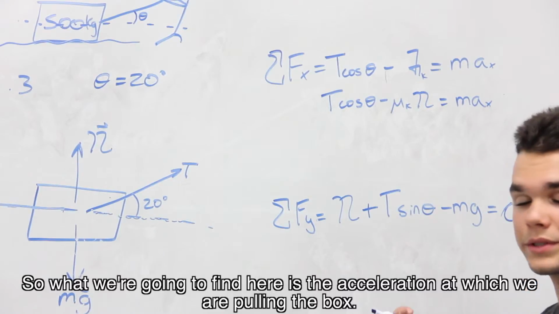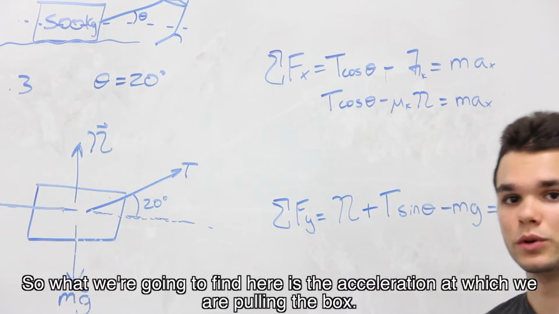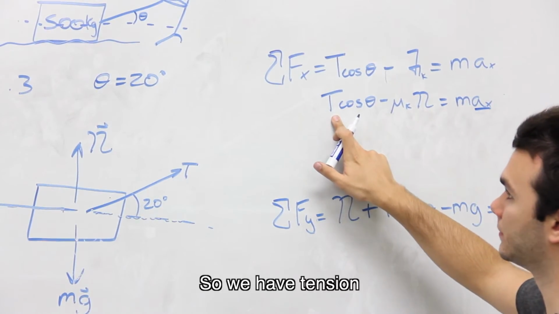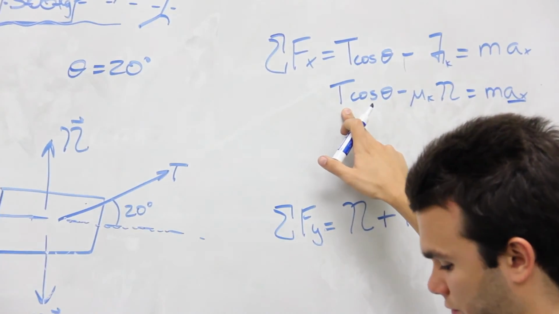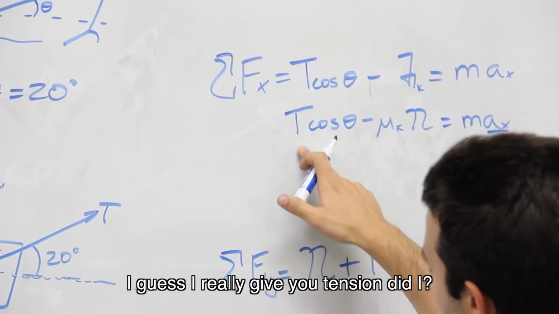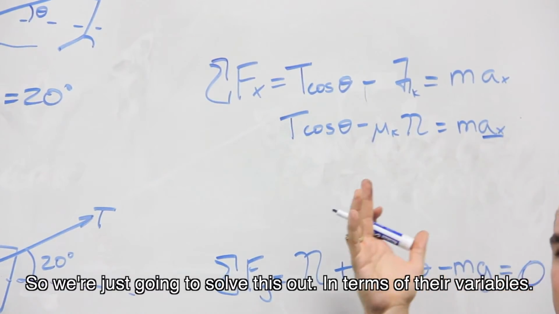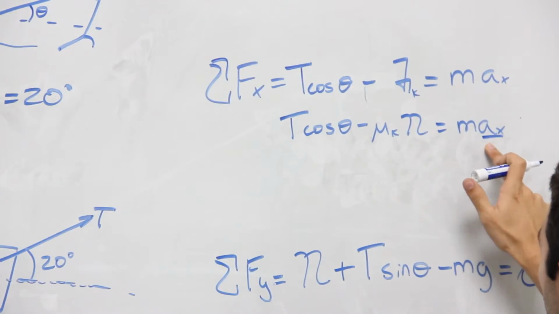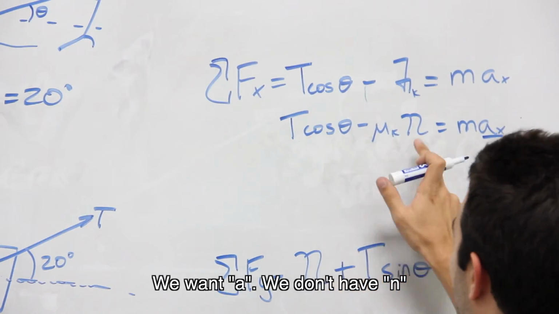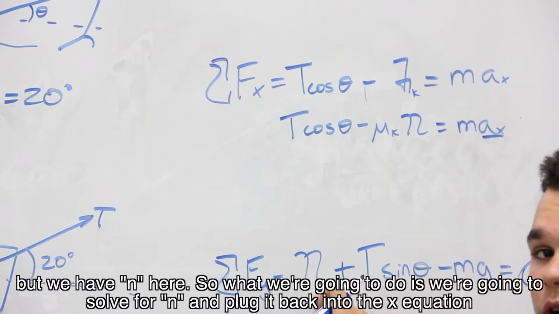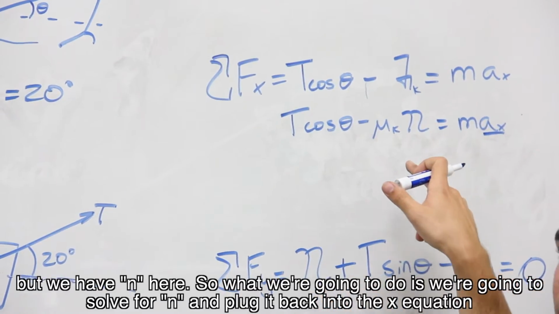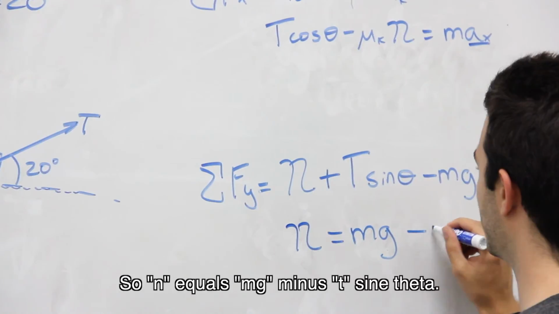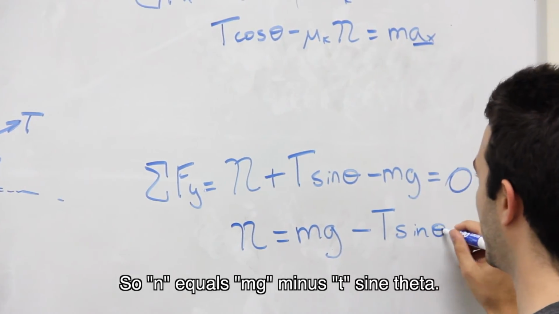So what we're going to find here is the acceleration at which we're pulling the box. So we want this. We have tension, or rather, I guess I didn't really give you tension, did I? So we're just going to solve this out in terms of the variables. So we want a. We don't have N, but we have N here. So what we're going to do is solve for N and then plug it back into the x equation. So N equals mg minus T sine theta.